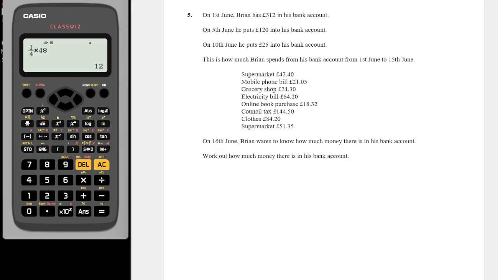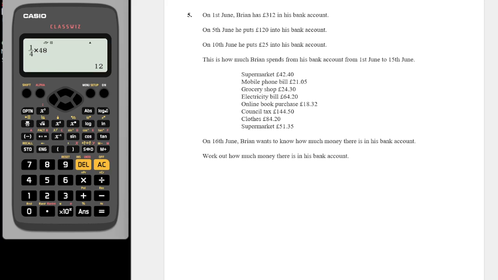Okay, so question 5. On the 1st of June, Brian has £312 in his bank account. On the 5th of June, he puts in £120. On the 10th of June, he puts in £25 into his bank account. This is how much Brian spends from his bank account from the 1st to the 15th. On the 16th of June, Brian wants to know how much money there is in his bank account. Work out how much money there is in his bank account.